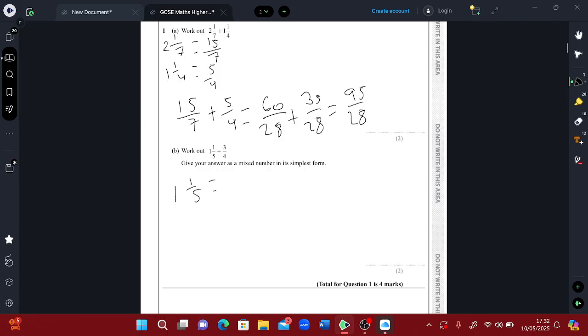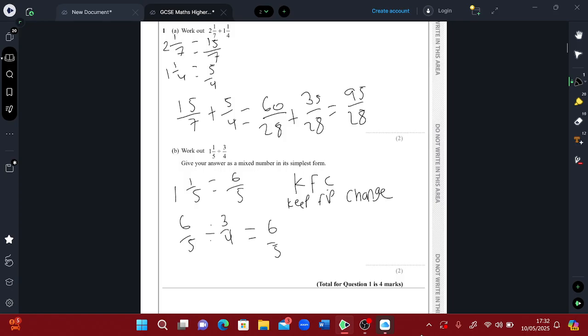One and a fifth is going to be 1 times 5, 5, plus the 1, 6, so 6 over 5. And essentially, what we want to do is 6 over 5 divided by 3 over 4. And you should remember KFC here: keep, flip, change. So you want to keep the first fraction.